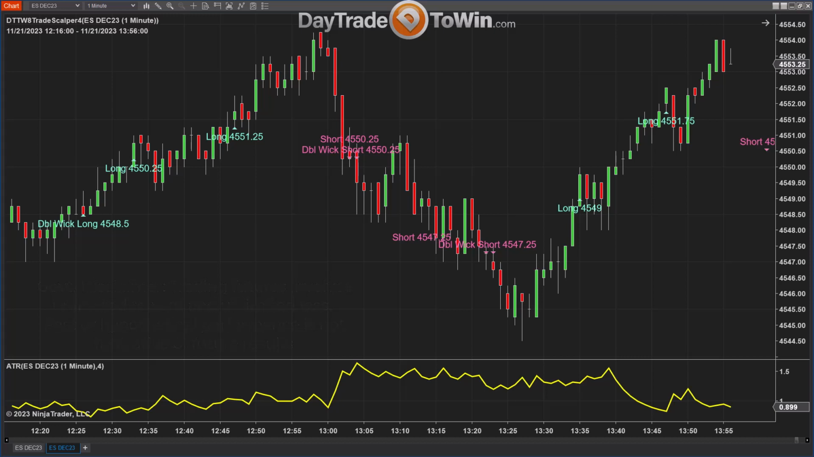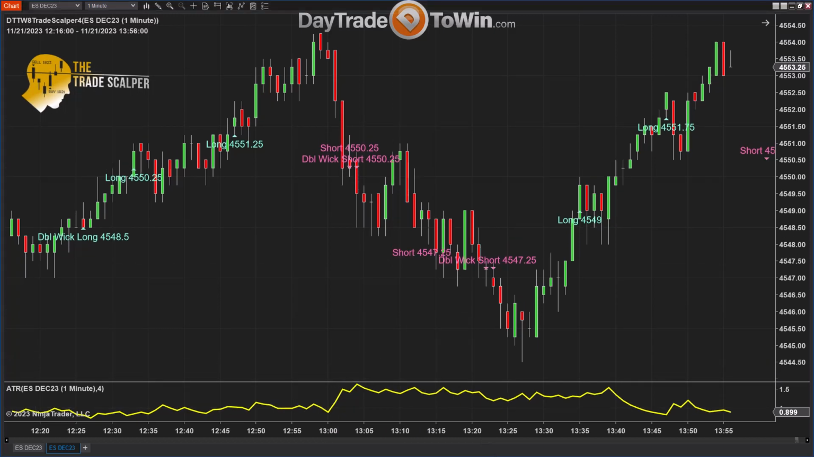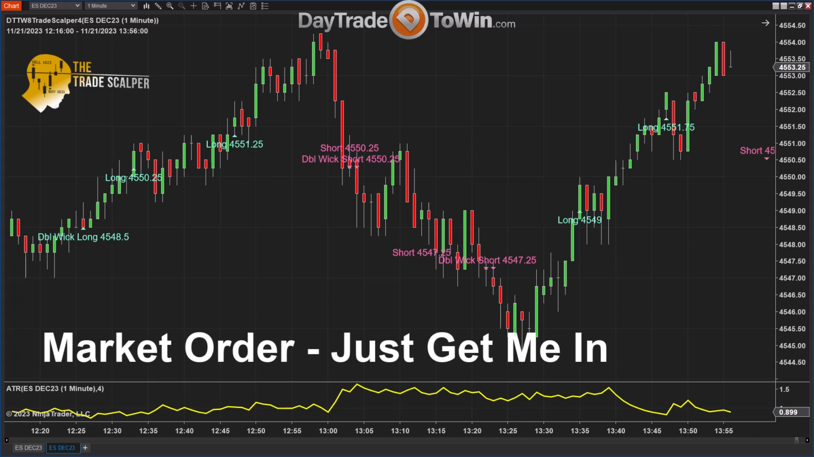So what you have here is a basic chart. I have a 1-minute chart. I have the TradeScalper software up here on the chart. And let's say that you want to place a trade when you see a signal. So there are two ways to go about placing an order. The first way you can place an order would be just to go in at market.